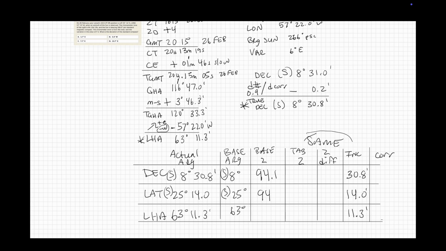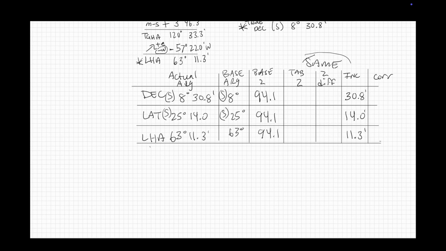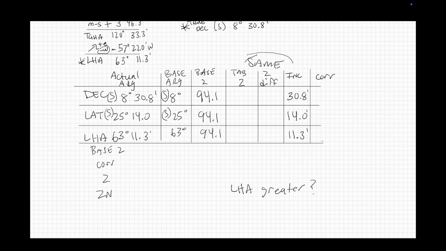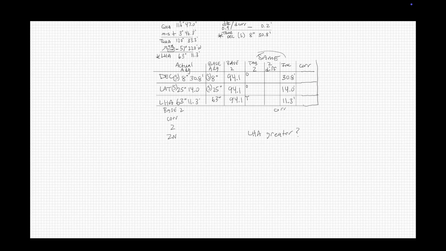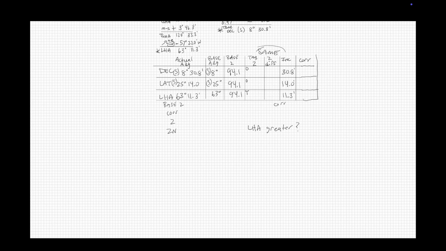94.1. And let me finish up my table. Base Z, corrections, Z, ZN, and I ask myself, LHA greater. Down, over, turn. So let's enter back into the pub 229.